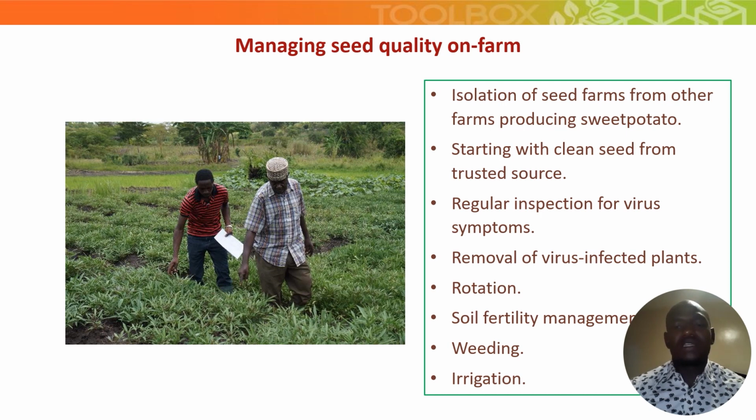The first thing is to ensure that your seed farms are isolated from other farms producing sweet potato. Start with clean seed from a trusted source, preferably from a greenhouse. Do regular inspection for virus symptoms. Remove any infected plants, and do crop rotation. Also, ensure proper soil fertility management, weeding, and irrigation.